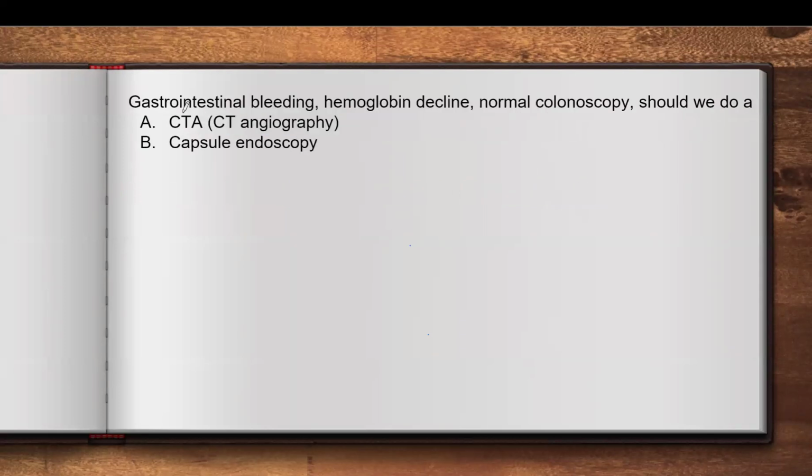All right. Again, another question. Gastrointestinal bleeding, hemoglobin declined, and normal colonoscopy. Should we do a CTA, CT angio, or capsule endoscopy?